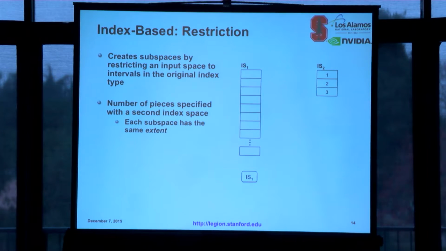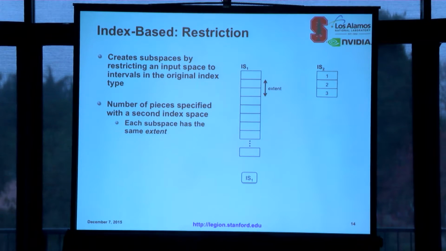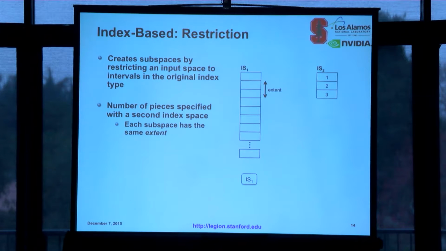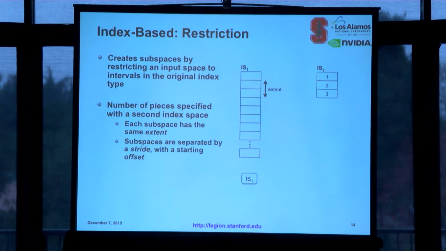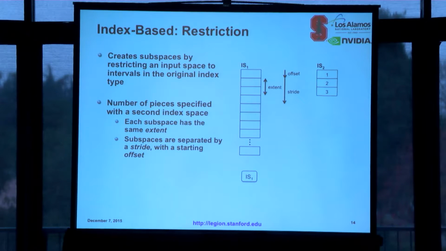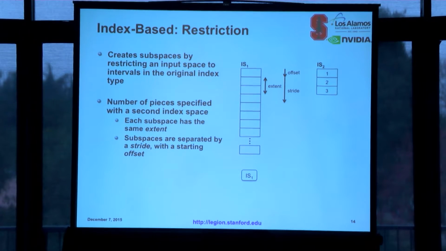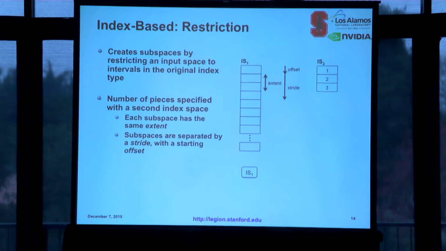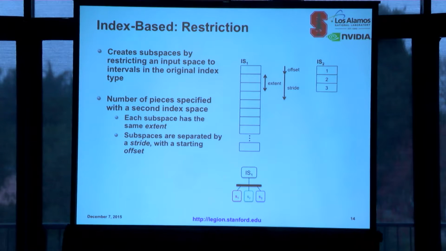Each subspace is going to have some specified extent. So I'm going to say maybe I want every 2 elements in each subspace. And then the subspaces themselves are going to be separated by a stride and start with a given offset. So here I'm saying, OK, I'm going to have 3 subspaces because my second index space has 3 points in it. And each one's going to have 2 elements. And I skip the first element, and I'm going to go by 3s. And so again, I get 3 subregions.